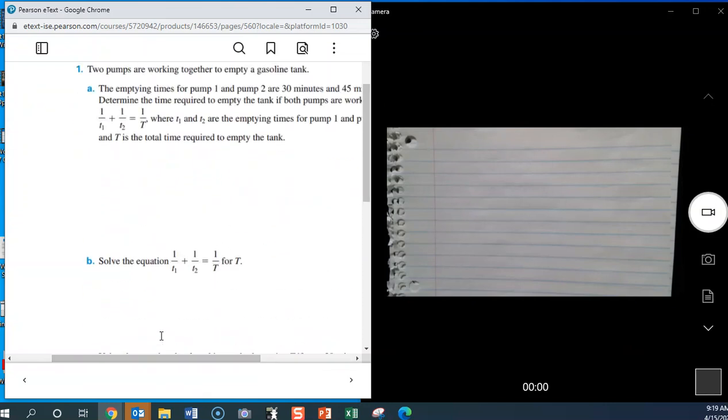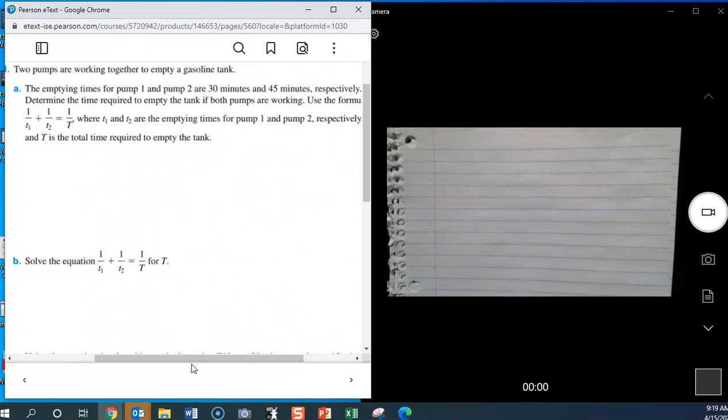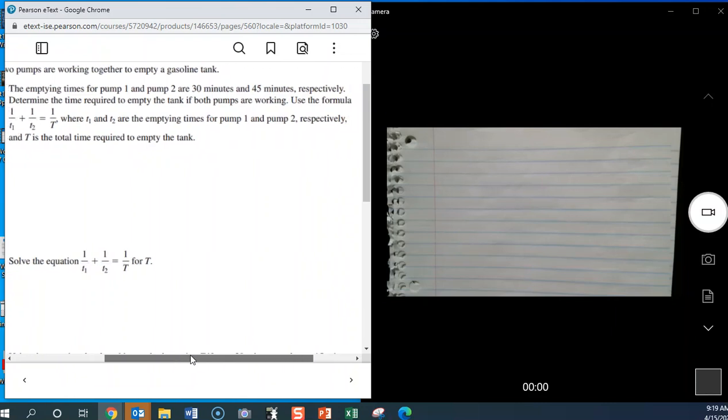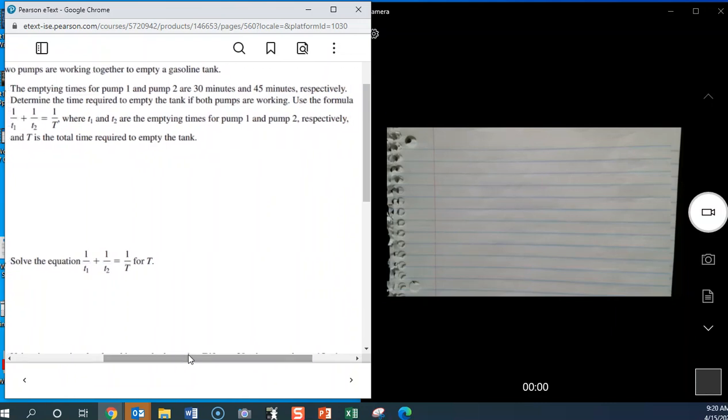Problem number 1. It says 2 pumps are working together to empty a gasoline tank. The emptying times for pump 1 and pump 2 are 30 minutes and 45 minutes respectively. Determine the time required to empty the tank if both pumps are working.